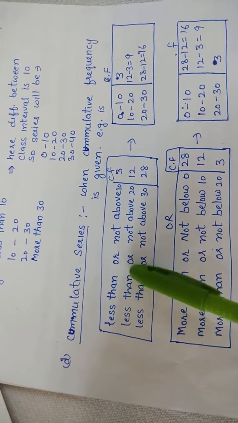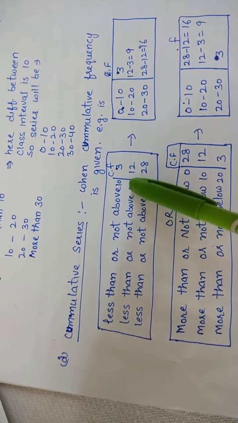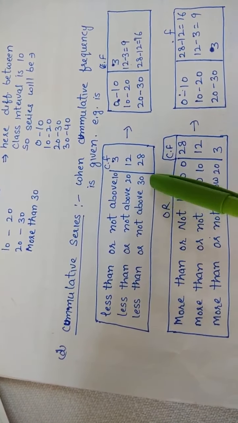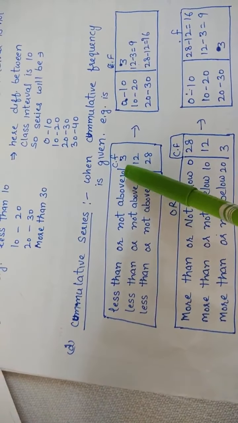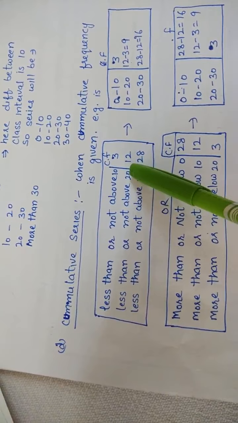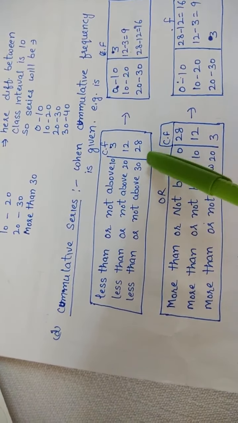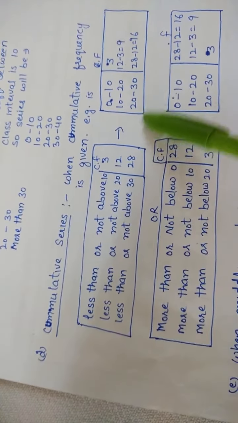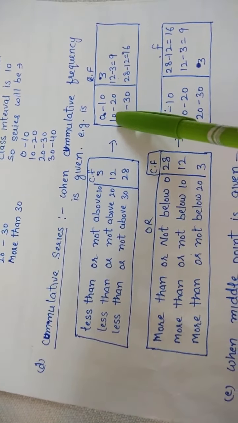Example: less than or not above 10, less than or not above 20, less than or not above 30. Here the cumulative frequencies are 3, 12, 28, means in 12, 3 is added. In 28, 3 and 12 are added. Then we will calculate frequency from this.